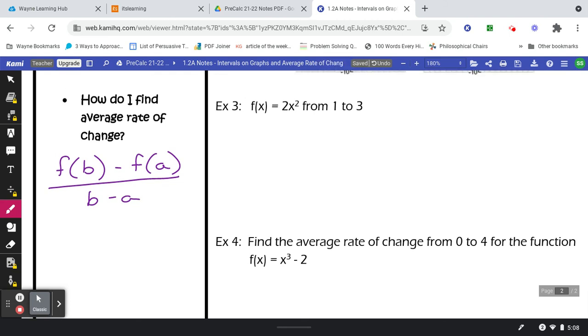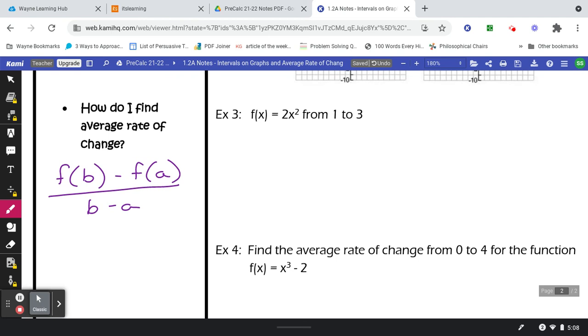A and B are going to be the two numbers that they give you. The first one I always call A, the second one I call B. And we'll first start by just plugging in A and B into the equation right here. So f of 3 minus f of 1 over 3 minus 1. Notice I haven't done anything with that yet.